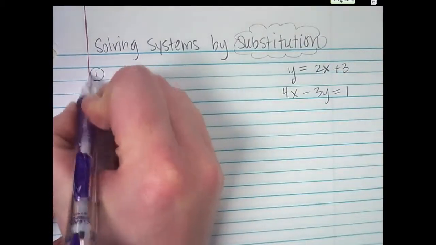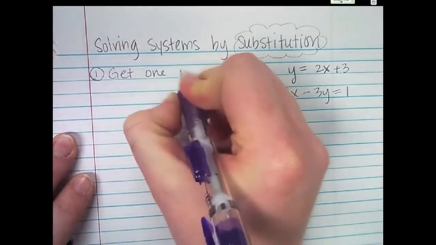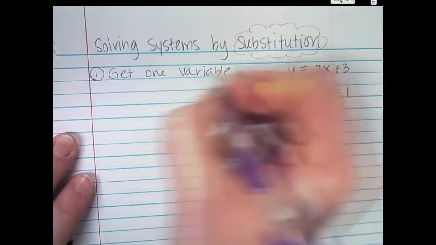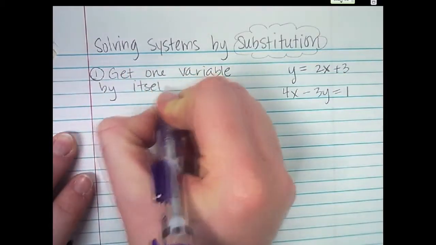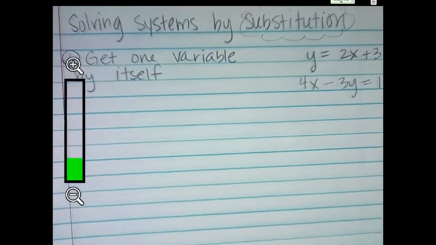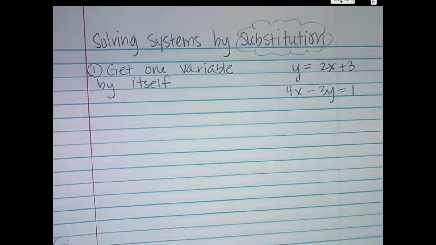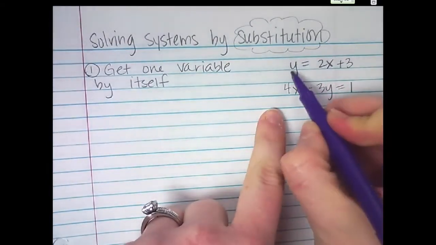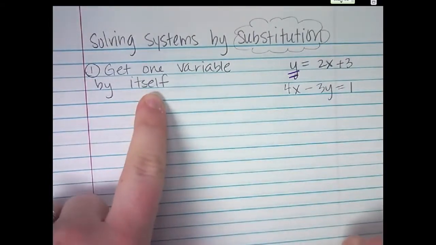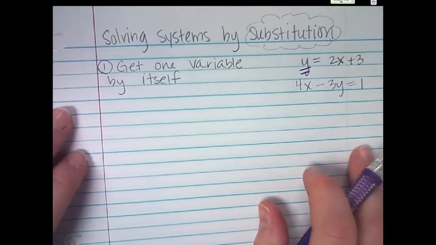Okay, so then I'm going to do some steps over here. Step 1. Get one variable by itself. So you can pick one equation and get one variable completely by itself. Now in this case, do you see a variable already by itself? Yeah, the y. This one is already by itself. So that first step is done for us in this case. It won't always be like that, but the first few we do will be like that, so you don't have to do too much.